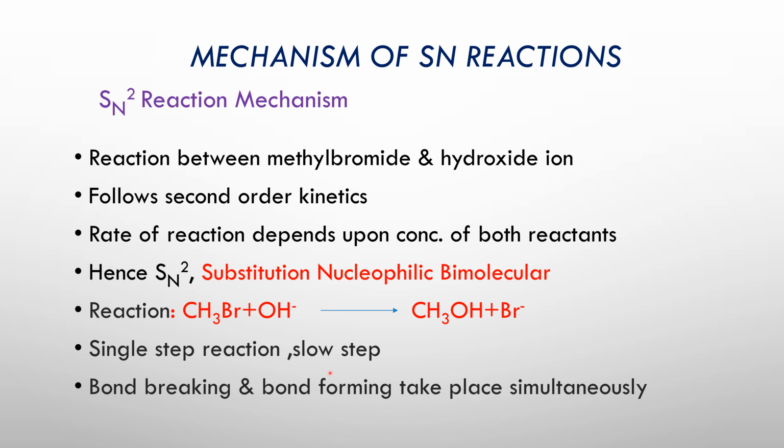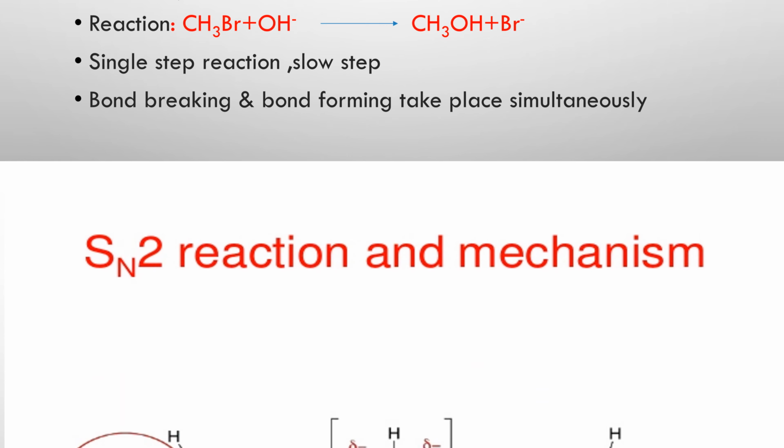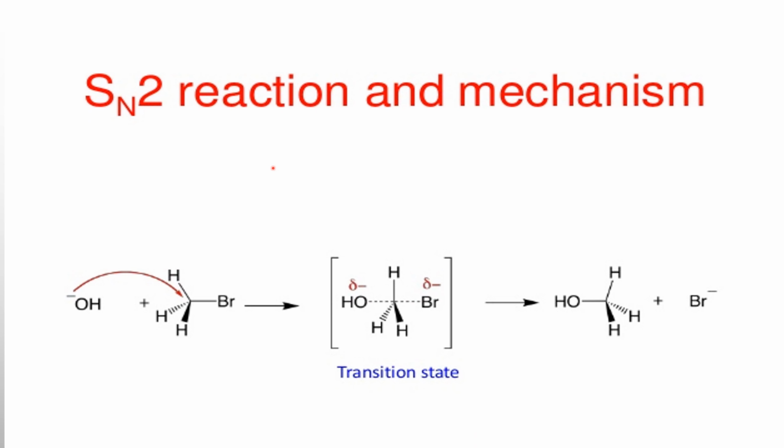In this reaction, being a single step reaction, bond breaking and bond forming are simultaneous processes. That means both these processes, breaking of the C-Br bond, carbon bromine bond, and formation of the C-OH bond, carbon oxygen bond, take place simultaneously at the same time or in the same step. Both these processes take place. Actual mechanism of this reaction, we can see the reaction here.